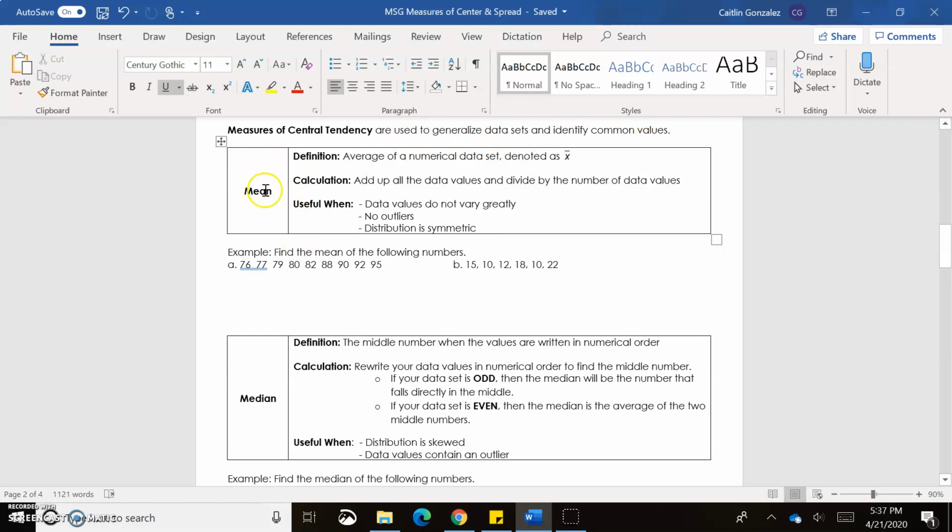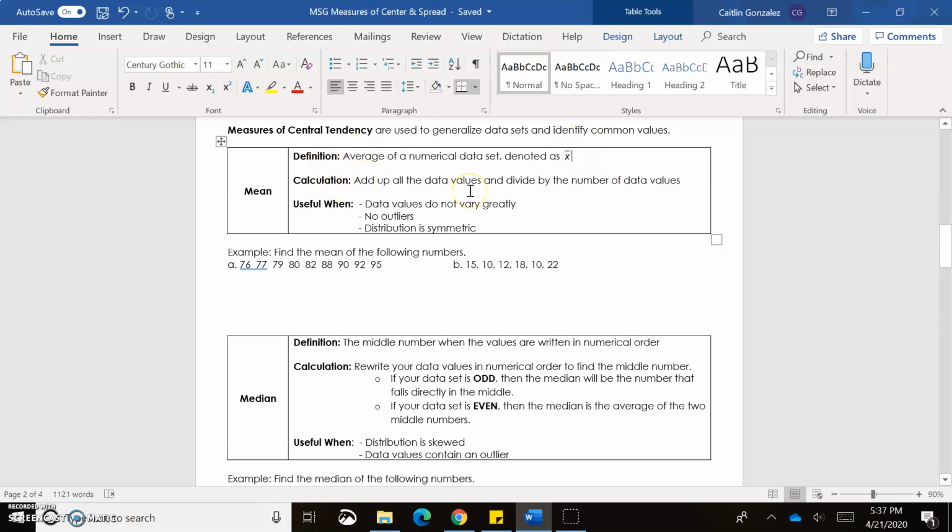First one we're really familiar with is the mean, and it is the average of a numerical data set. Something that might be a little new to you will be this symbol right here. It looks like an X with a little bar above it. We actually call it X bar. X bar is the symbol that we use to denote the mean of a data set. So instead of writing mean equals blank, we would write X bar equals blank.